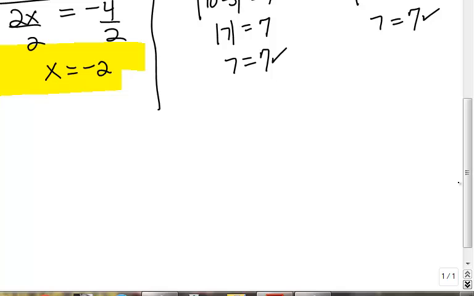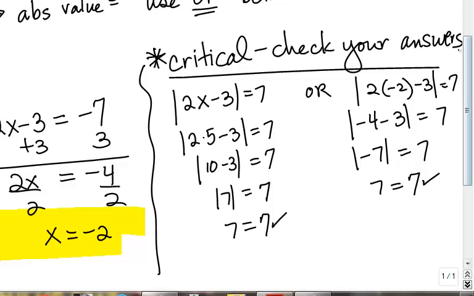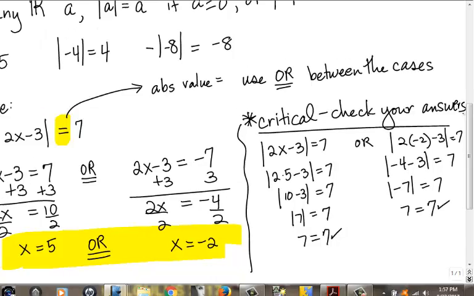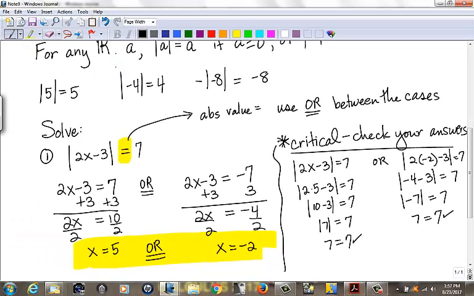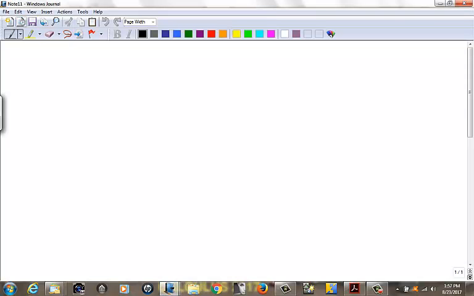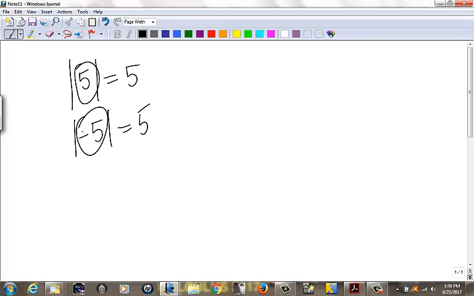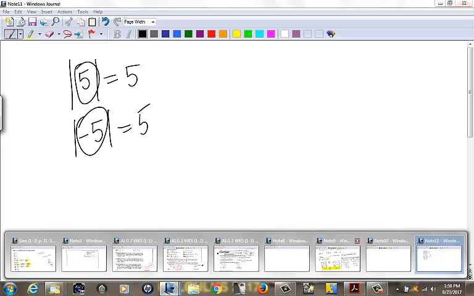So why do you have to do both? Because there's an absolute value. If I did the absolute value of 5, there's 5. The absolute value of negative 5 is 5. So I've got two possibilities inside there, so I have to work both. With absolute value, you will always work two cases.